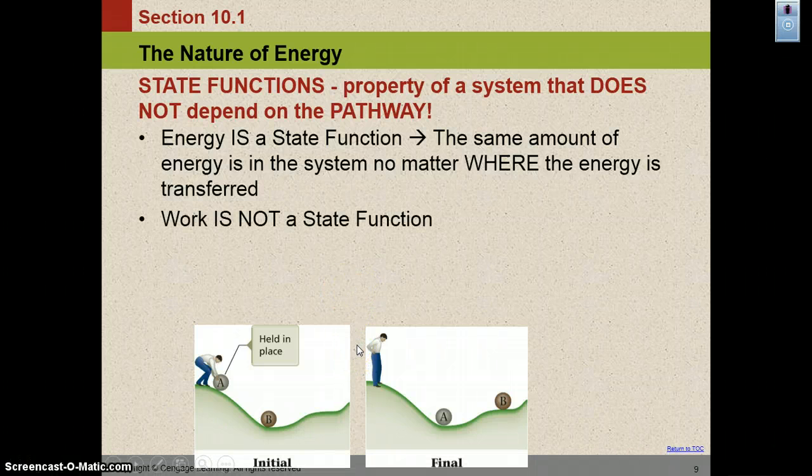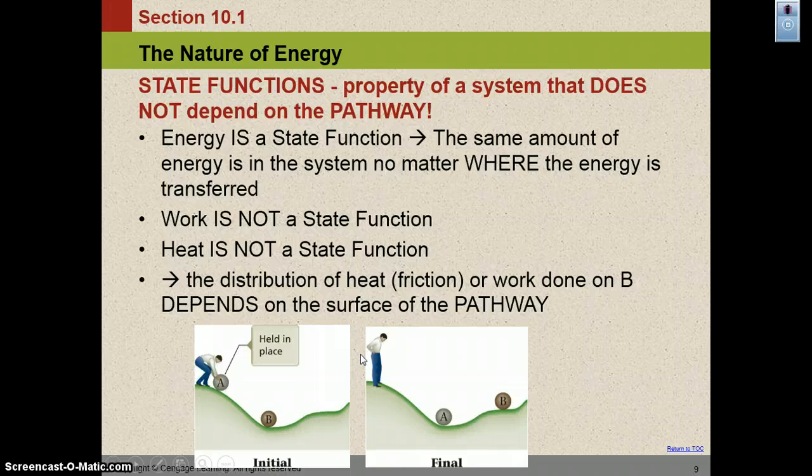Okay, so let's take a look at work. Work is not considered a state function, and heat is not considered a state function, because the distribution of the heat, whether it's in friction or work done on B, depends on the surface of the pathway.